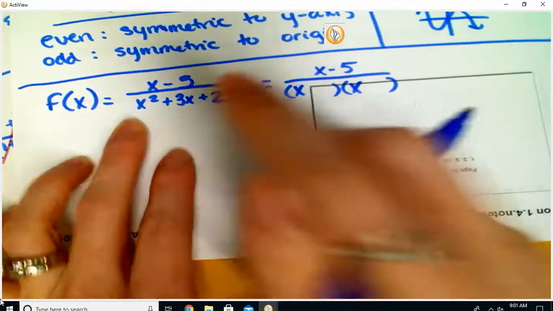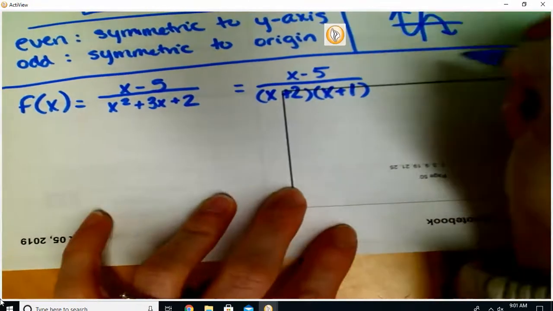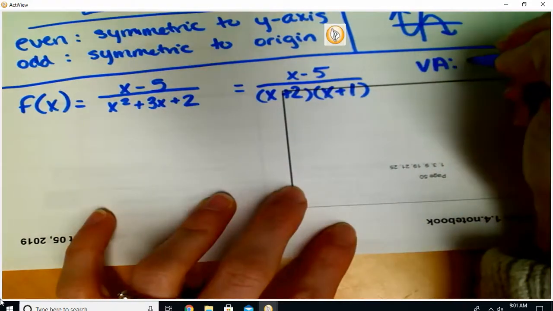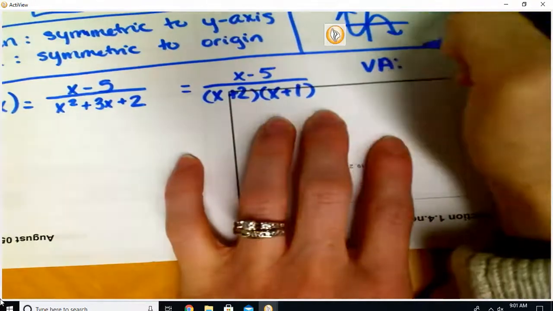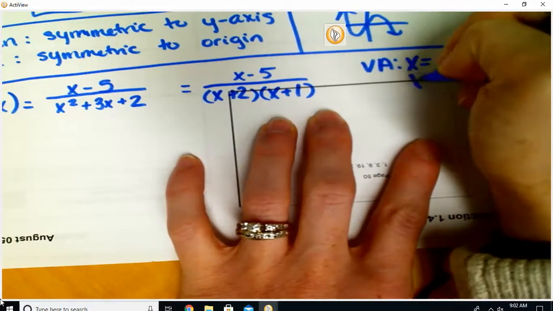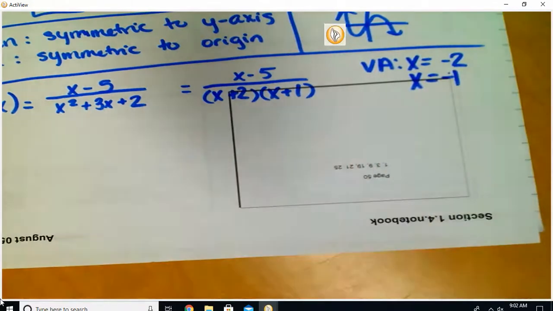Okay, so multiply to 2 and add to 3 would be a 2 and a 1. So what are my vertical asymptotes? And since they are lines, you have to give me the full equation. Vertical is x equals, so it'd be x equals -2 and x equals -1. It's just what makes the bottom 0.